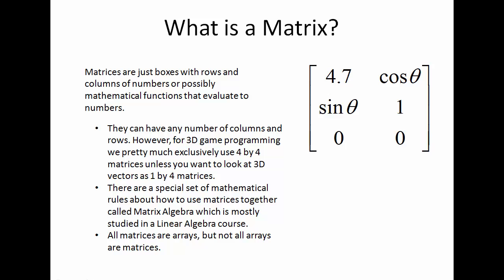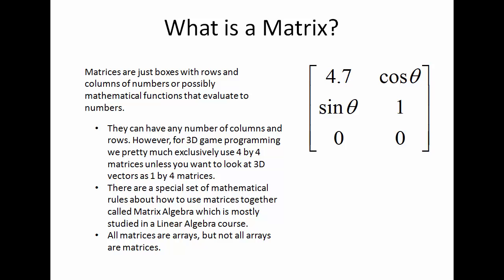What is a matrix? Matrices are just boxes with rows and columns of numbers, or possibly mathematical functions that evaluate to numbers. Over on the right-hand side, I have an example of a 3x2 or 2x3 matrix. Basically, it can go horizontally or it can go vertically. And so it's either 3x2 or 2x3, depending on whether the horizontal is first or the vertical is first.